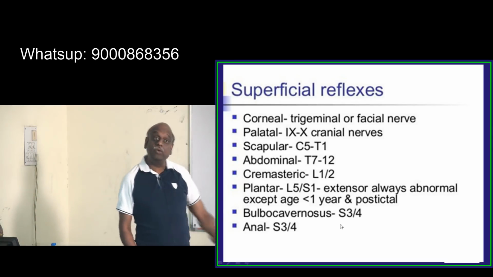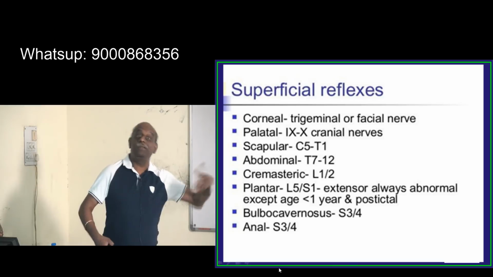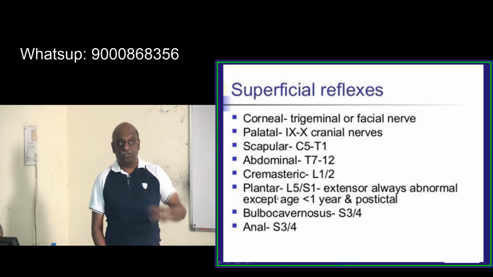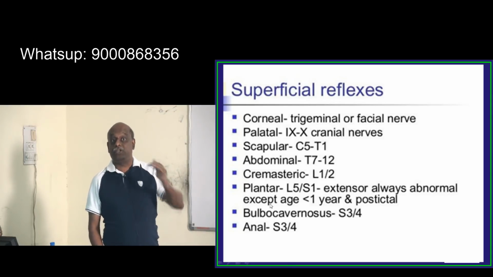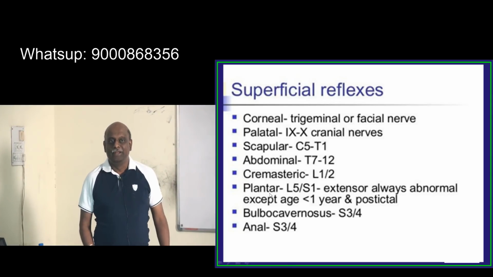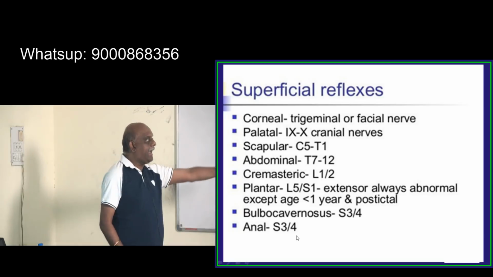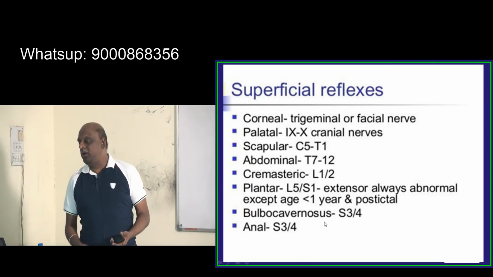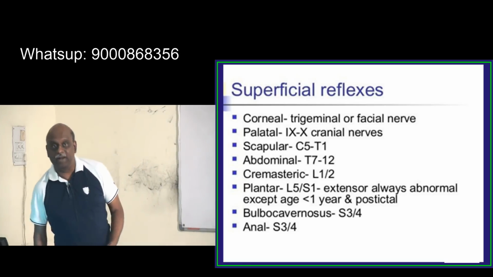And bulbocavernosus, typically in the case of the trauma, spinal cord injury, you will be eliciting the bulbocavernosus to know the anatomical level of the possible lesion. Anyway, MRI will tell you, but before that. And anal is also S3 to S4 is what you should not basically forget.